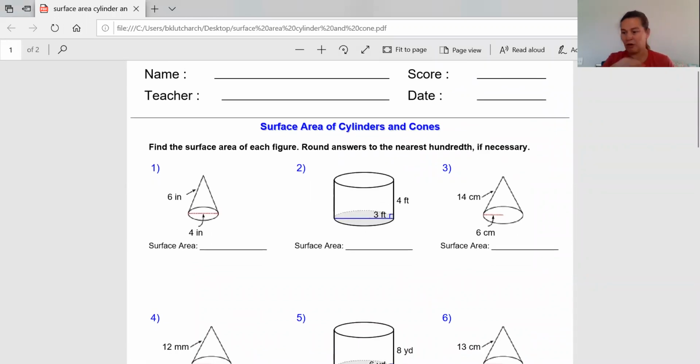So we're going to go over 1 and 3 on this. So again, I'm just going to leave this up here. And I'm going to look at number 1. Number 1 is giving me the slant height of 6. So I'm going to substitute 6 in for the slant height. I have my 3.14 for pi.